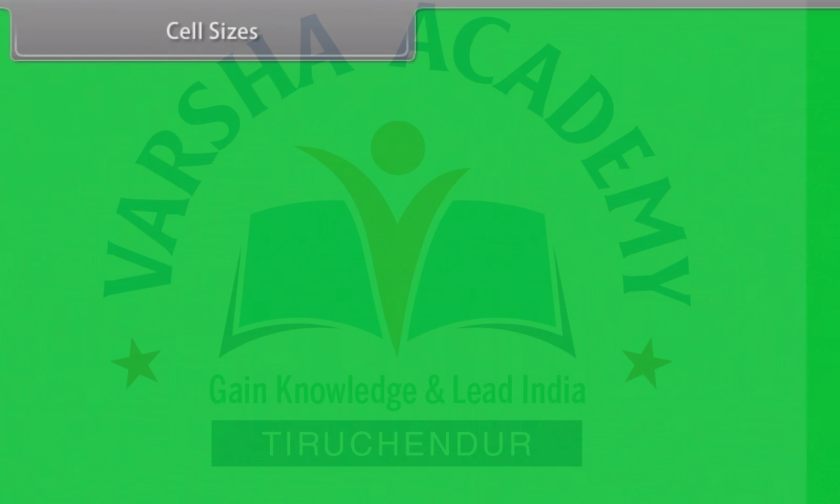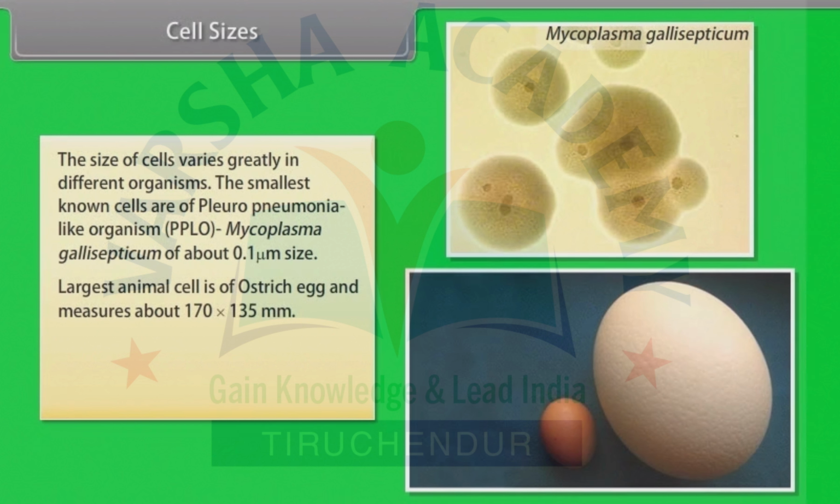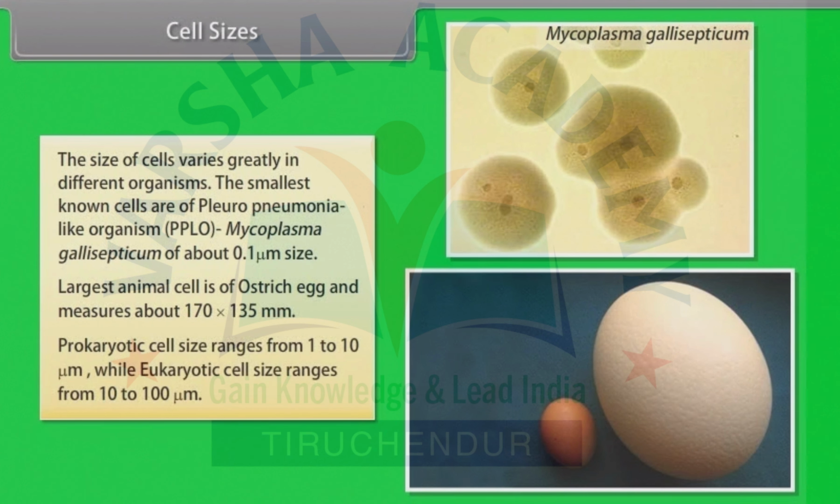Cell sizes. The size of cells varies greatly in different organisms. The smallest known cells are of Pleuropneumonia-like organism, that is PPLO, Mycoplasma gallisepticum, of about 0.1 micrometer size. Largest animal cell is of ostrich egg and measures about 170 by 135 millimeter. Prokaryotic cell size ranges from 1 to 10 micrometer, while eukaryotic cell size ranges from 10 to 100 micrometer.